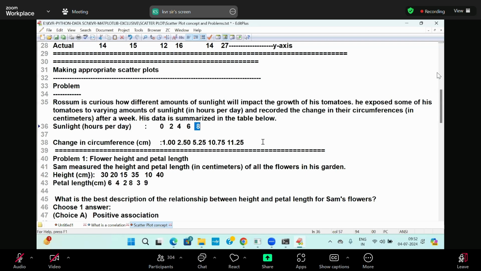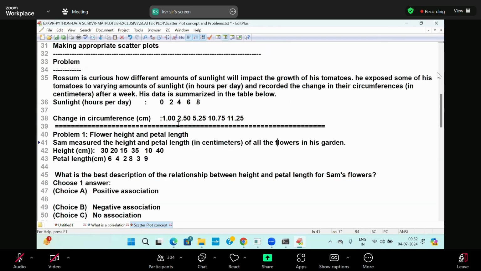Which correlation? Positive correlation. But keeping the plant totally in very high sunlight will become a problem also. So up to a certain extent, it can increase. Are you able to follow? How to draw a scatter plot? For drawing a scatter plot, we have to use the function called what? plt.scatter. Spell out plt.scatter.